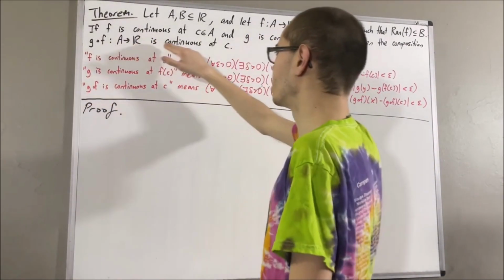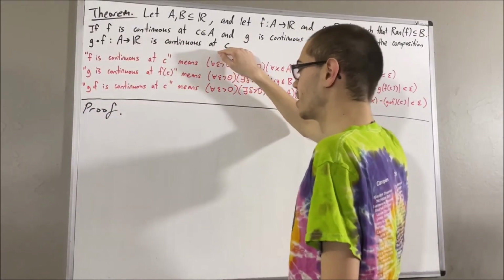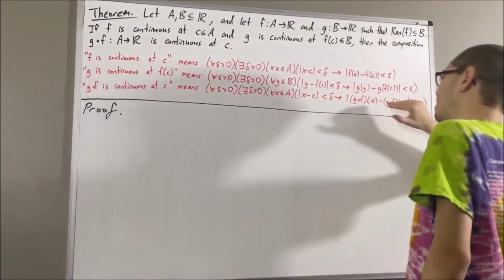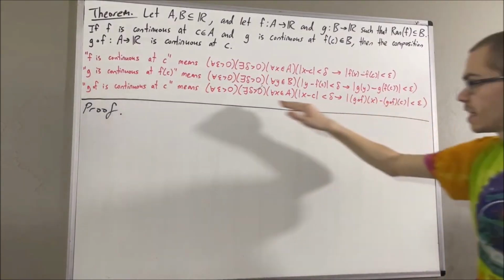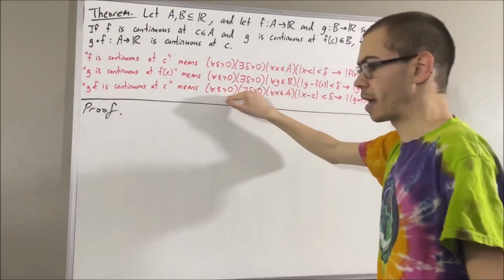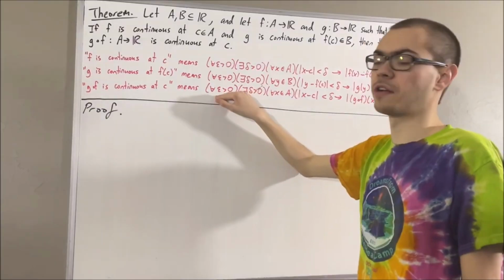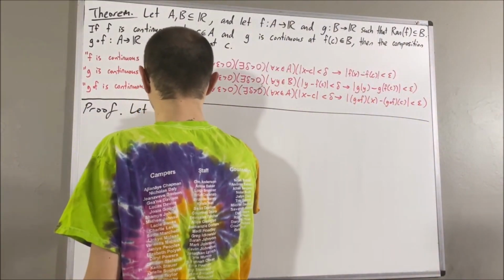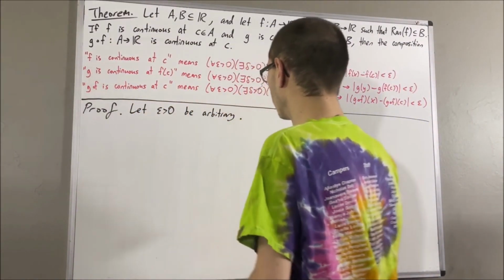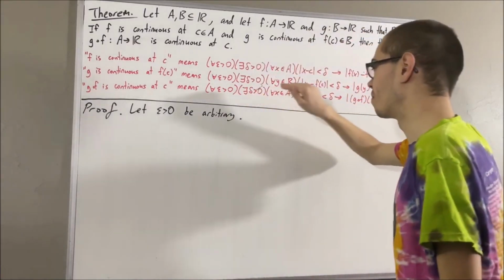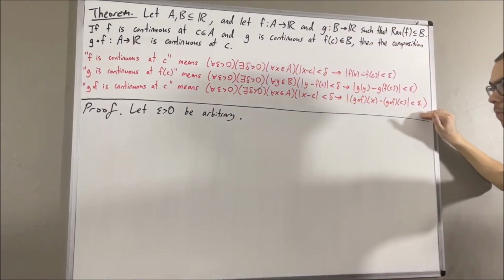Now to prove g compose f is continuous at c, what that means is we're trying to prove that this third statement is true. And since we're trying to prove a statement about every epsilon greater than 0, let's give ourselves an arbitrary epsilon greater than 0. From here, we want to find a delta greater than 0 such that this is true.